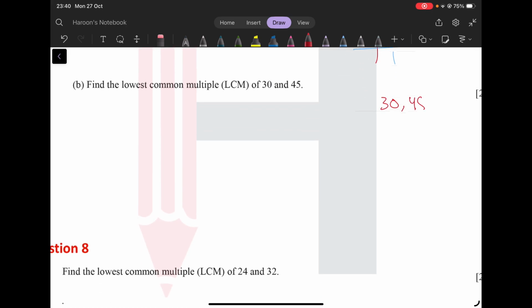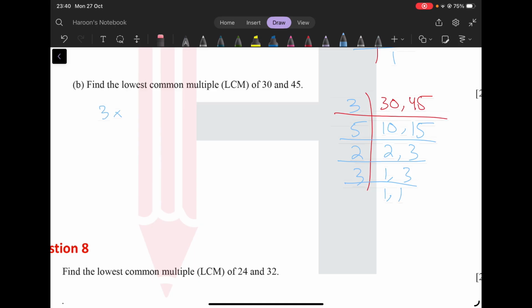30, 45. I can start off with, let's say, 3. This is 10. This is 15. I can take 5. This is 2 times. This is 3 times. So we continue with 2 and this becomes 1. 3. This becomes 1, 1. So I just need to do 3 times 5 times 2 times 3. When I multiply all this, I should get 90 as my answer.